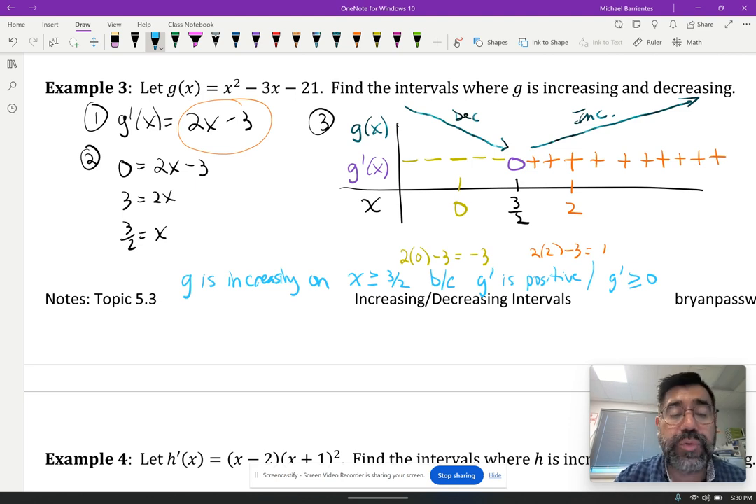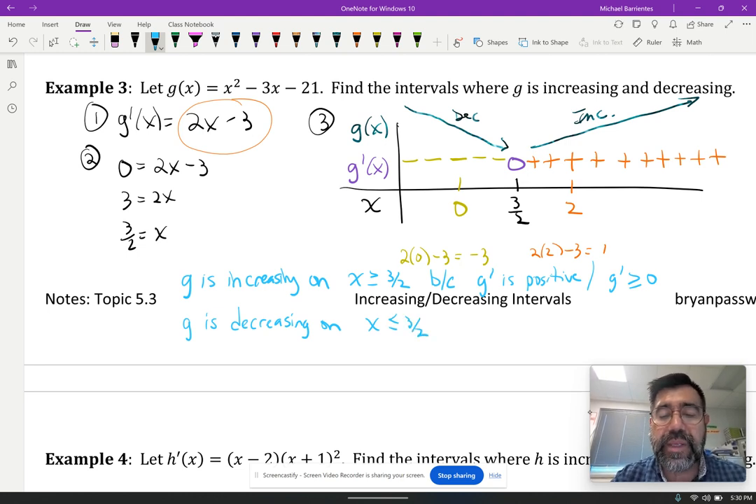Okay. What about decreasing? g is decreasing, and you're saying, aren't you doing a little overkill? Isn't this a little much? Isn't this a little extra, Mr. Orientes? I need to answer the question, or else I don't get credit. I need to answer what they were asking. Find the intervals where g is increasing, where g is decreasing. g is decreasing on x values that are less than or equal to 3 halves. And I know that because g prime, and I'm just going to do less than or equal to 0. How about that? And we're done.